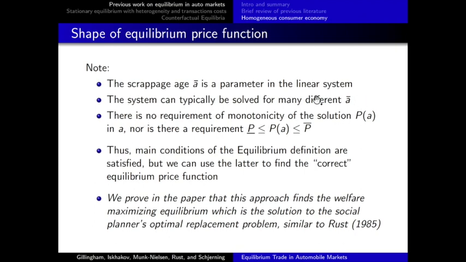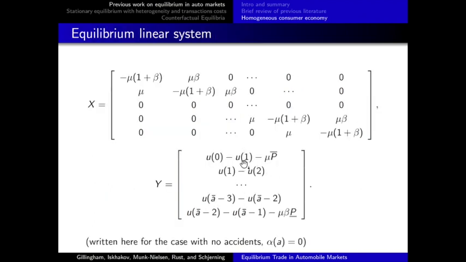So we can solve it for many different A bar and then just verify that the prices are between the scrap price and the new car price, as they should be. Otherwise, it can't be an equilibrium, right? There's no requirement of monotonicity on the solution. The price function is going to be monotonically downward sloping if the utility function is downward sloping in h.